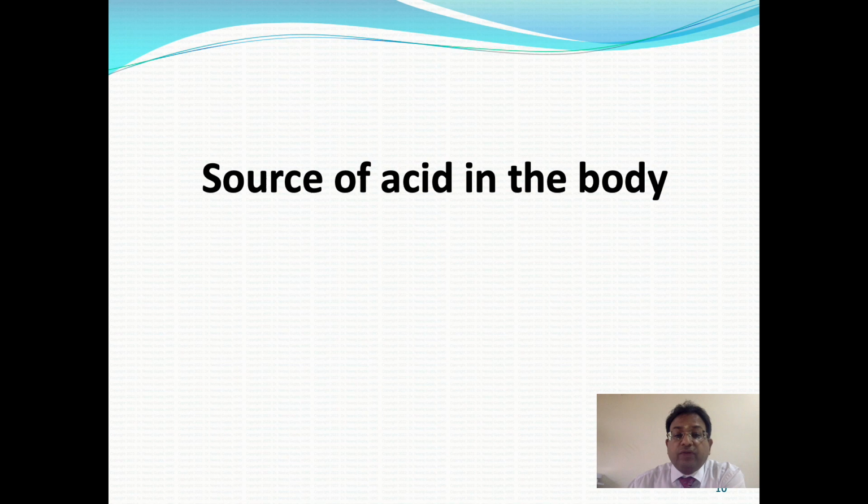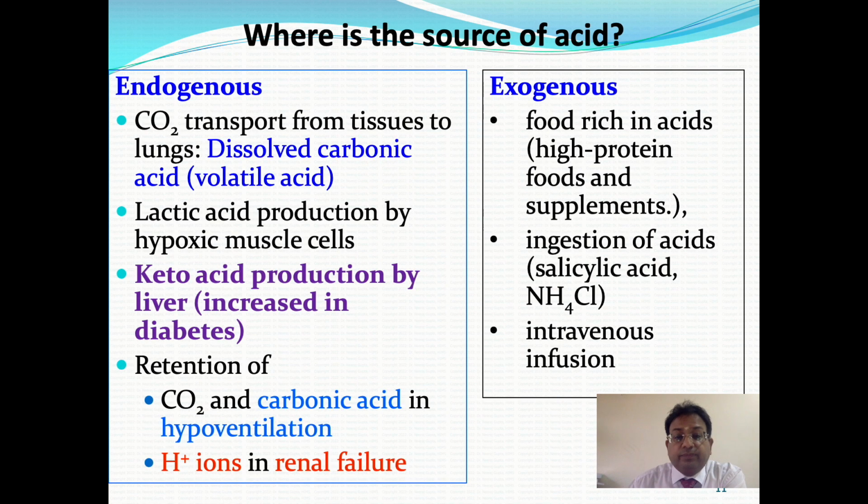Now let's explore the various sources of acid in the body. There are two types of sources. One is endogenous and the other is exogenous. Under endogenous sources of acid, we have carbon dioxide. Carbon dioxide is transported from the tissues to the lungs. The dissolved carbon dioxide produces carbonic acid, which is a volatile acid and acts as an acid source in the body. Next is lactic acid, which is produced by the hypoxic muscle cell during exercise. During exercise, lactic acid is produced under anaerobic condition.